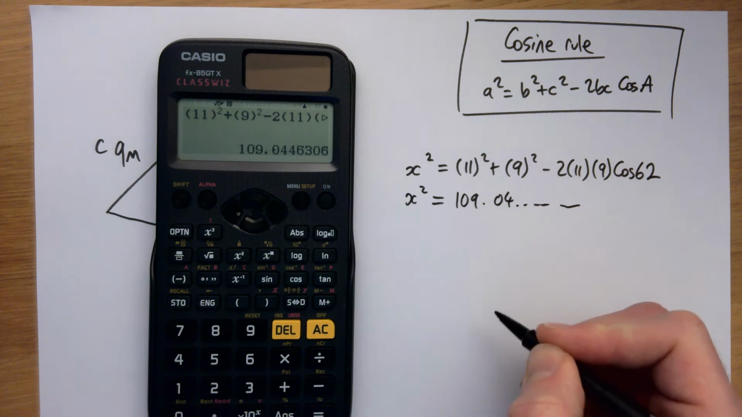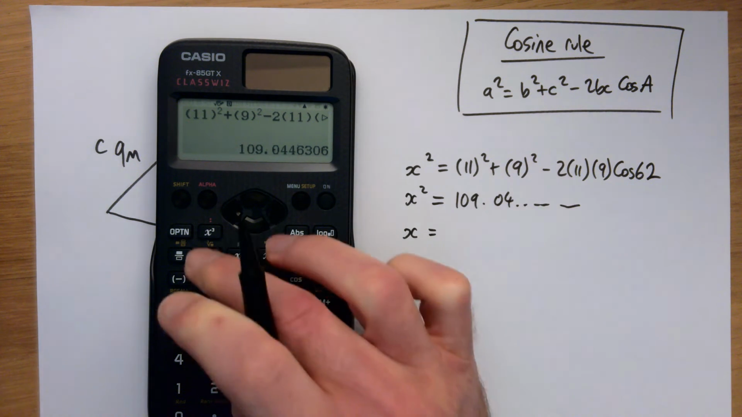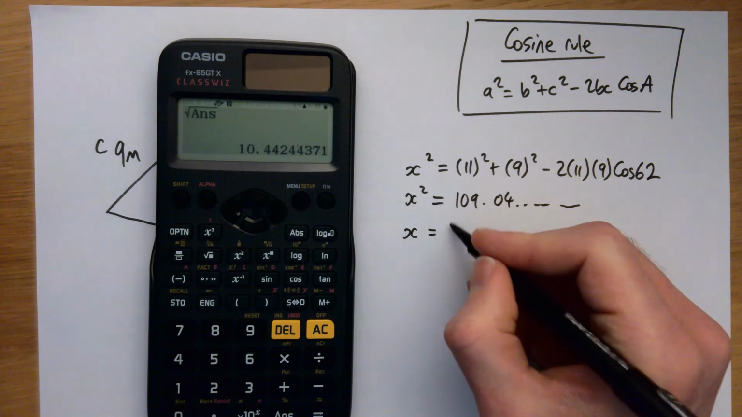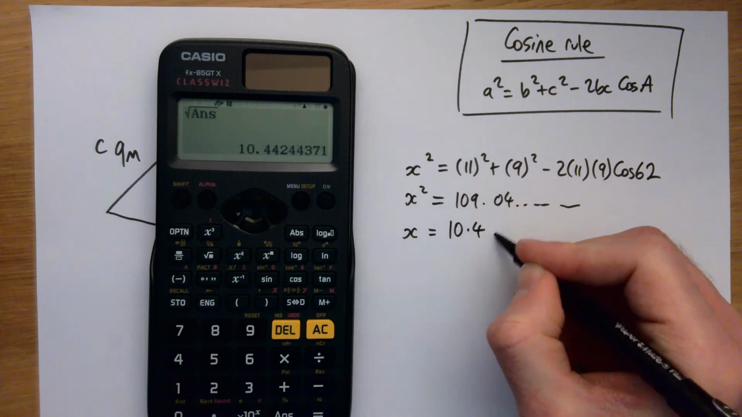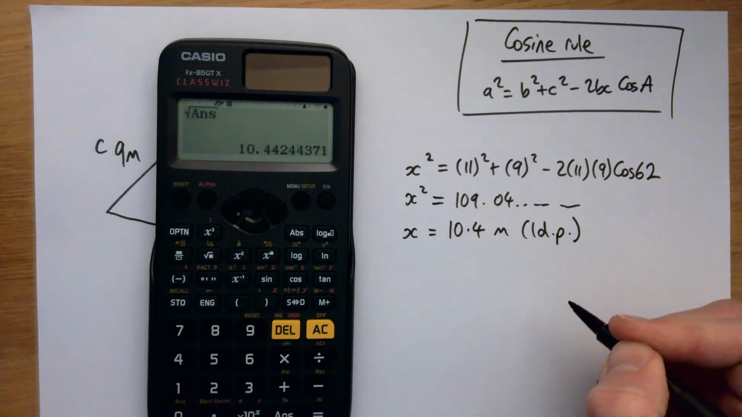109.04 and so on. Now to get x, I'm just going to do the square root of that answer, which gives me a value of 10.4 meters, and I'm going to round that one because it's my final answer to 1 decimal place.